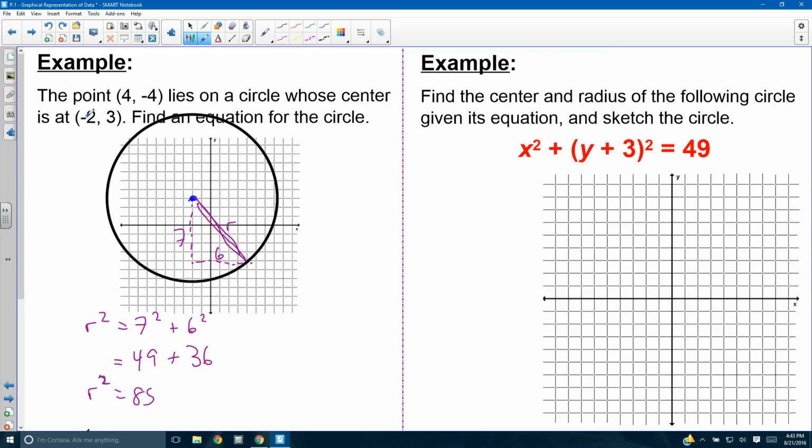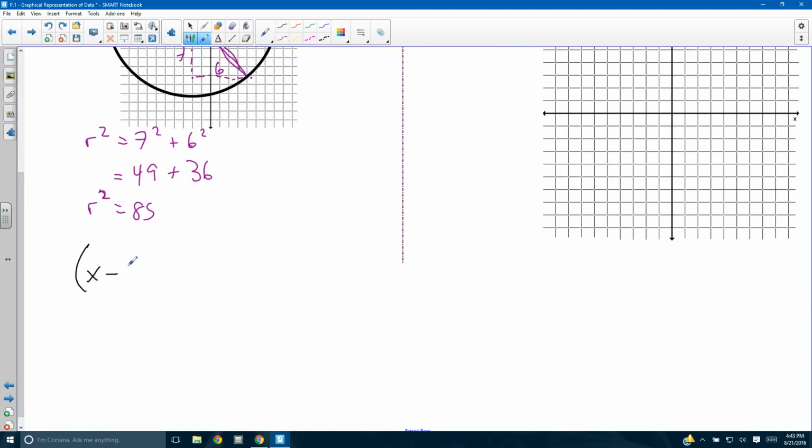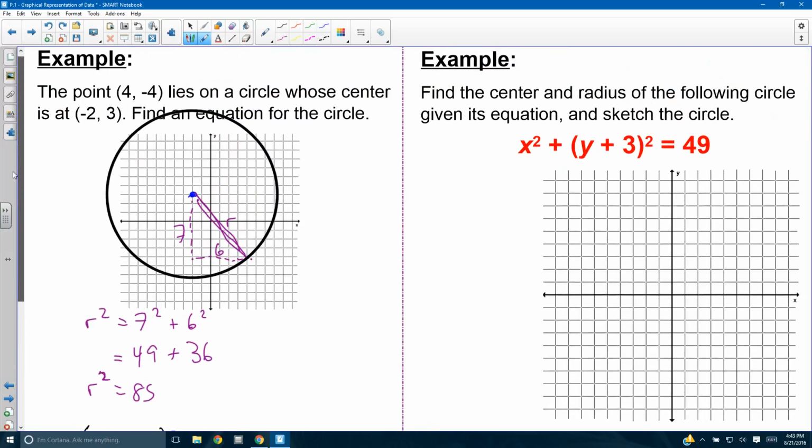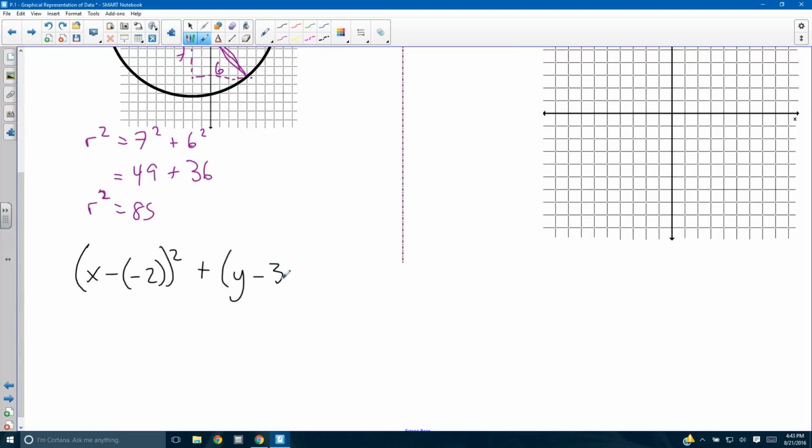So it's going to be minus negative 2 quantity squared plus y minus 3 quantity squared equals r squared, which is 85. So that's the equation. Now I'm going to change that minus and negative to a plus there. But that's the equation of the circle.